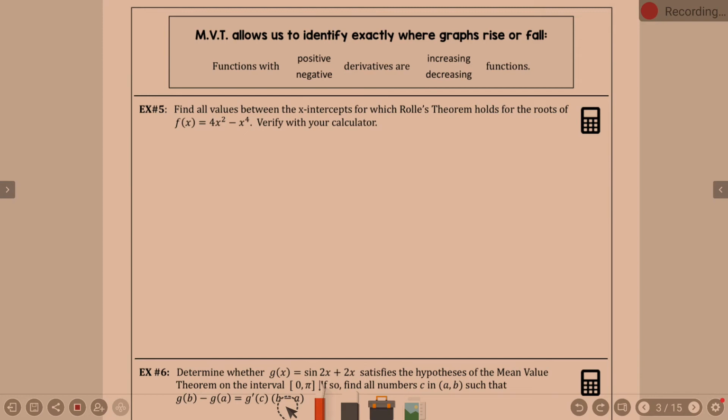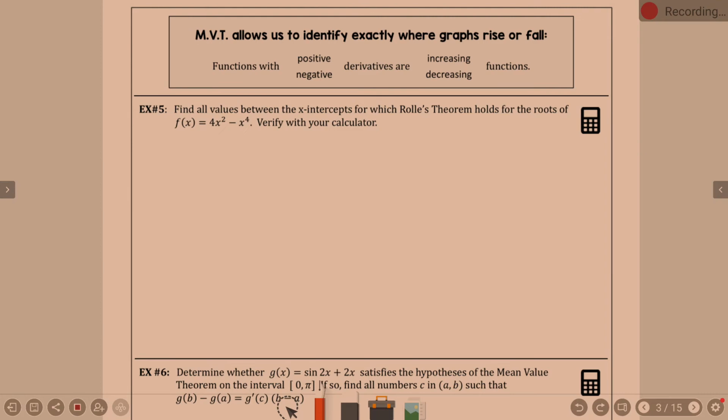Now, example 5. Find all values between the x-intercepts for which Rolle's theorem holds for the roots of f of x, and verify with your calculator. I don't know if I verified with the calculator when I did this.